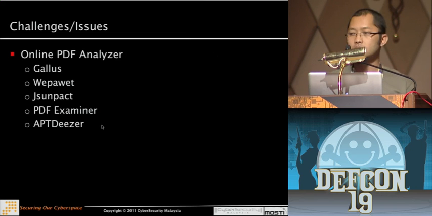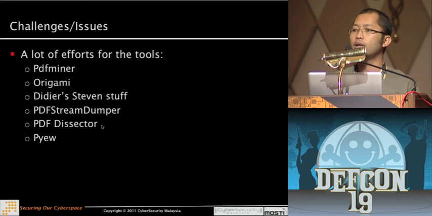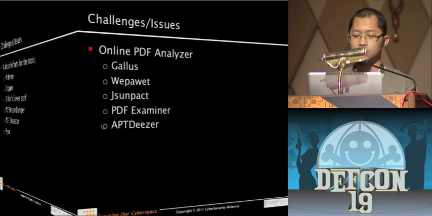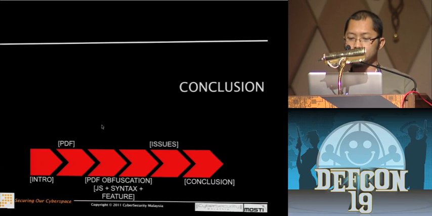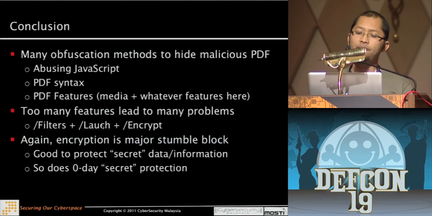The one that we built is called Gallus. Then there are Wepawet, JSUnpack, and PDF Examiner. And the last one is also built by our friend, our previous presenter, a PDF analyzer called APT User. So still, all these applications that have been built are not 100% compatible with how the PDF reader application works. So it's very tricky.